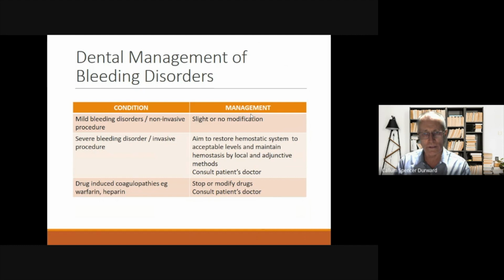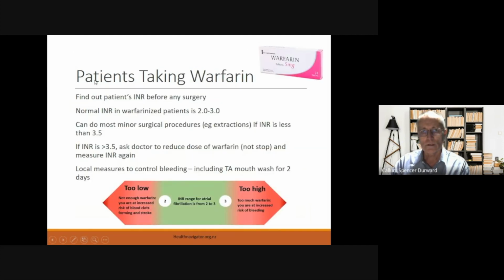For drug-induced coagulopathies, such as where the patient is taking warfarin or heparin, we should stop or modify the drugs prior to the appointment. With heparin, the drug may be stopped by the doctor. For warfarin, the dosage can be reduced. So in patients taking warfarin, before the appointment, we need to know the patient's INR. The normal INR in warfarinized patients is between 2 and 3.